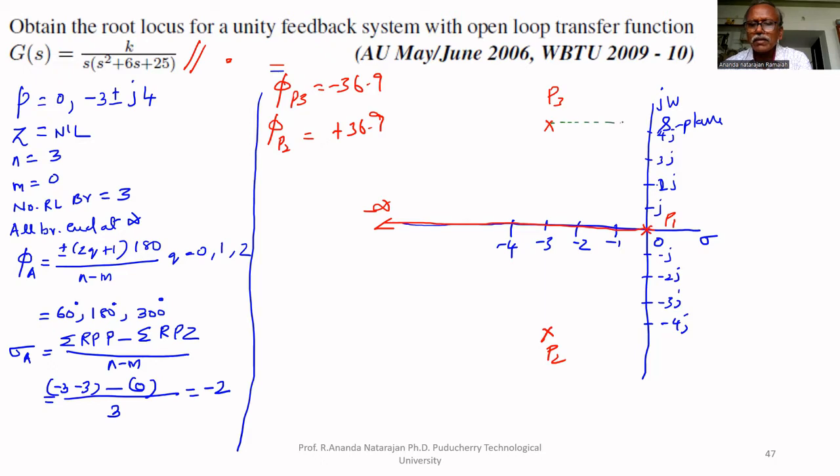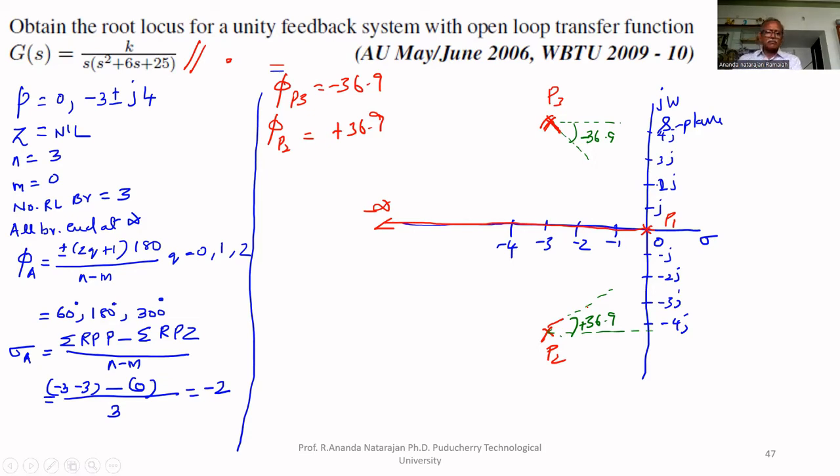So we have to draw a horizontal line. We have to draw a line at an angle of minus 36.9. Similarly, draw a horizontal line and draw an angle of plus 36.9. So it comes out at this angle, here it comes out at this angle.